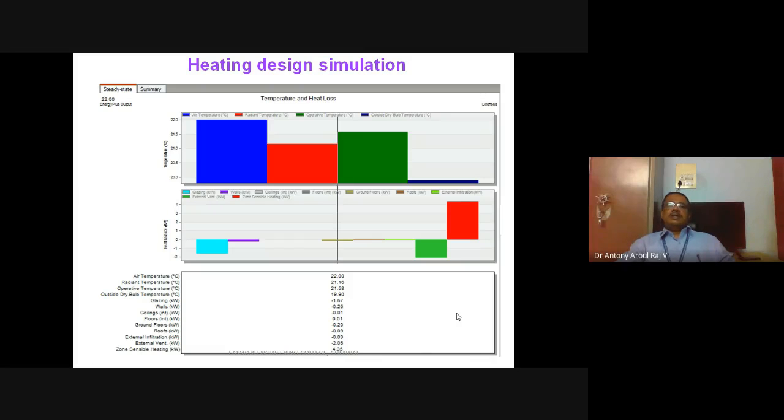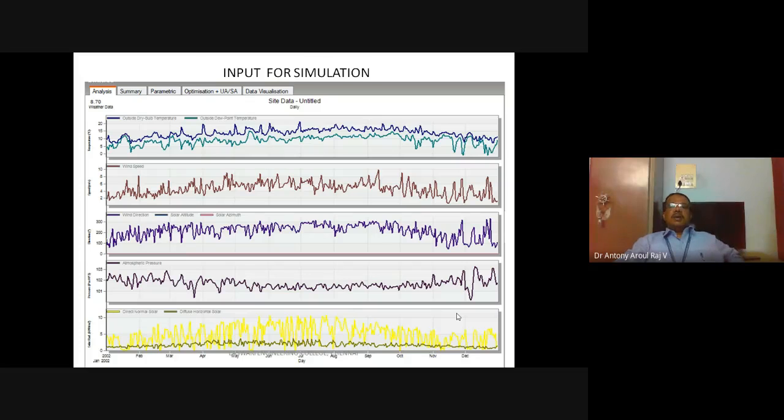Okay, so next you go for year-round simulation. Okay, so when I go for year-round simulation, the data should be there. Year-round data should be there. So you should have year-round data for outside dry bulb temperature, outside dew point temperature, and similarly wind speed, wind direction, solar altitude, and solar azimuth.